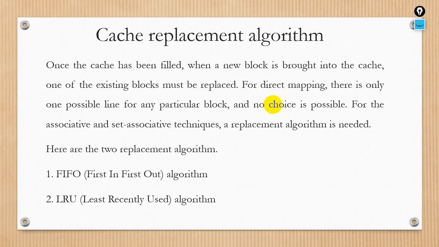Now in this video session and in this lecture I will explain the cache replacement algorithm. What does it mean? It means that, for example, if the cache is filled with data and there is no extra space to copy the data from main memory to cache memory, then in this case we will replace the data in the cache memory.